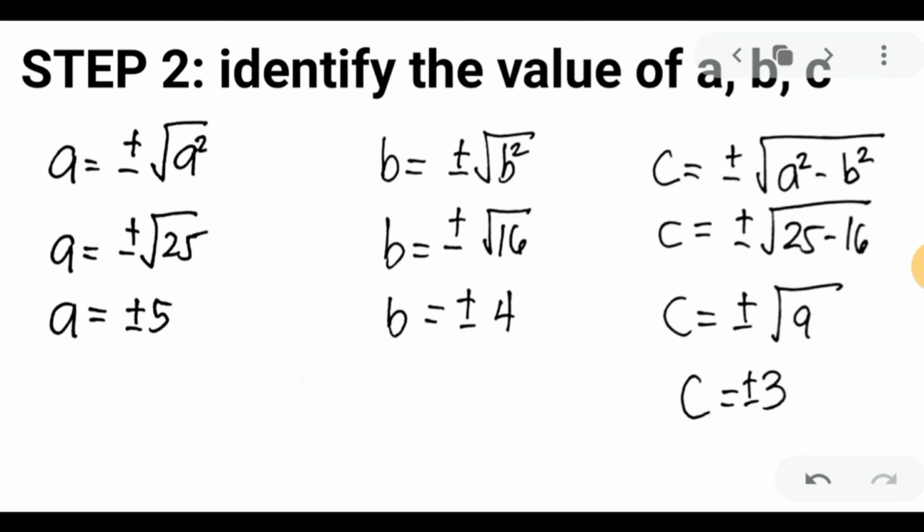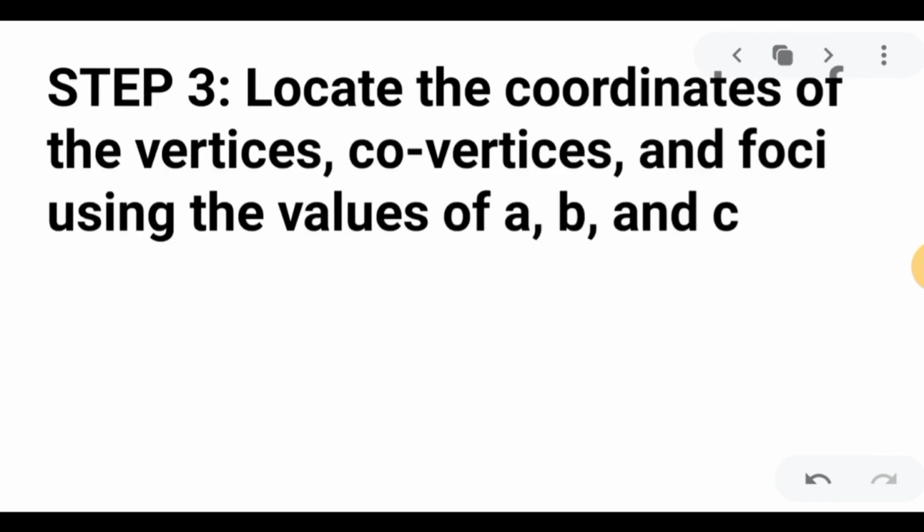Now to get the value of your c, or your foci, that is positive or negative square root of a squared minus b squared. Again, positive or negative square root of 25, the value of your a squared, minus 16, the value of your b squared. Then subtract, and you will have 9. The square root of 9 is 3, positive and negative. Now for step 3, you have to locate the coordinates of the vertices, co-vertices, and foci using the values of a, b, and c.